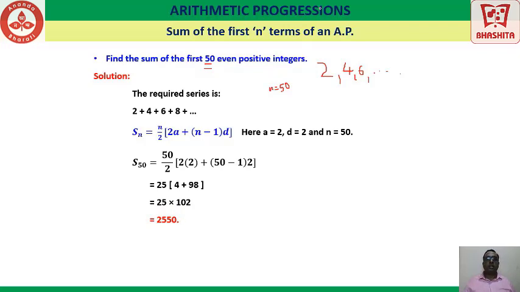So clearly, to find the sum to n terms, we require A, we require D, if n value is specifically asked. In this example, n value is specifically 50, right? So once you know A, D and n, you can apply that in the formula and find the sum to n terms. We have done this here.